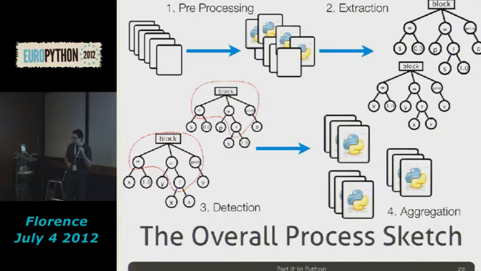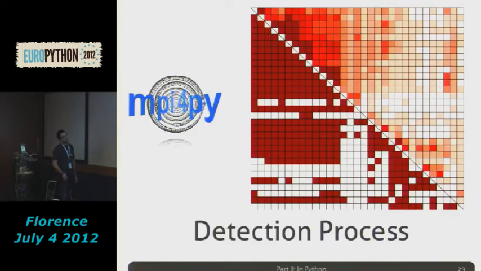Okay, so this is the overall sketch. I'm going to give you a little bit more detail about the detection part, which is interesting for us. It is based on MPI4Py, but the general idea is that in the detection process, what we have to do is to compute the similarity matrix. Similarity matrix means that in each entry of the matrix, there is the similarity between fragment I and fragment J. And this is a triangular matrix because it is symmetric.